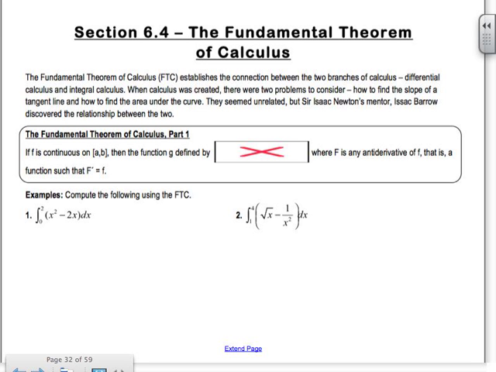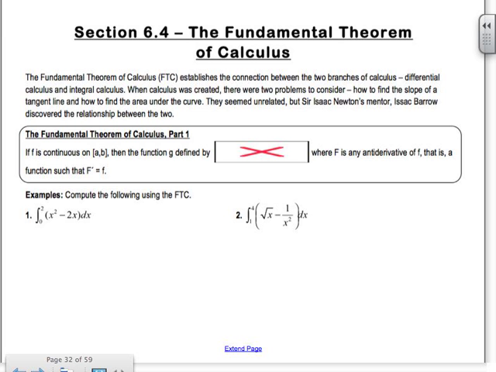They seemed unrelated at the time, but Sir Isaac Newton's mentor, Isaac Barrow, discovered the relationship between the two. So at first, they weren't even connected at all. I mean, they kind of were connected with limits, but we didn't know that when I took the derivative of one, I got the function and then derivative again. So we didn't know that derivatives and antiderivatives were opposite each other.